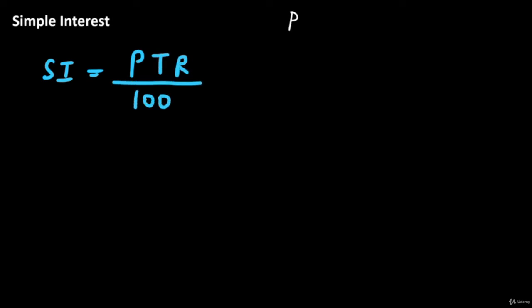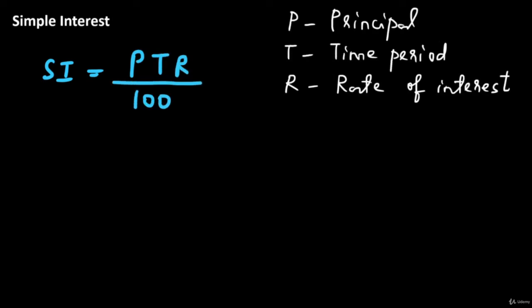Hi students, in the previous videos, we have learned about simple interest and compound interest. Now we did not discuss any formulas. We just tried to understand what we mean by simple interest and compound interest, and we have also seen it in action. Now in this video, let's get a little bit deeper and understand the formula to calculate simple interest. The formula to calculate simple interest is PTR by 100, where P is the principal, T is the time period, and R is the rate of interest.